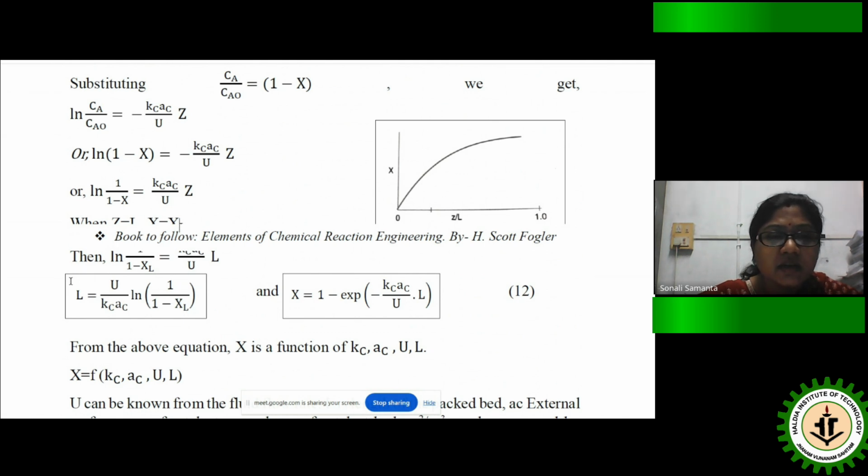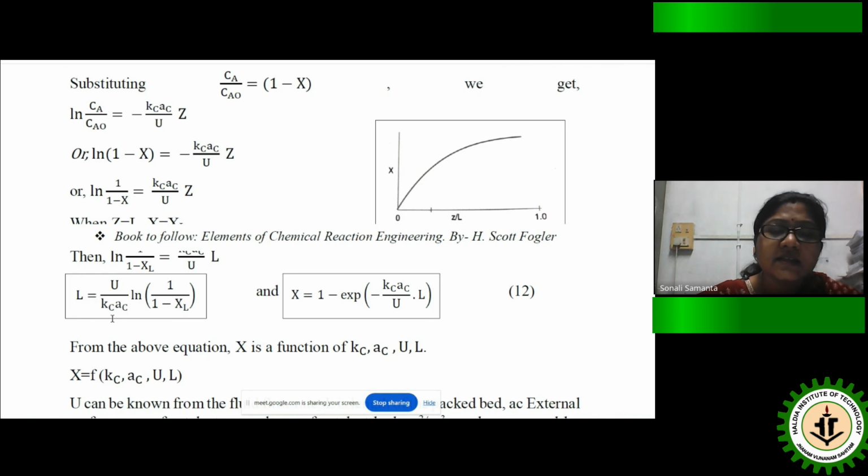So this is one equation. You can see that, suppose your conversion is 70%, 70% conversion you can achieve. So for this 70% conversion, if the other parameters are known to you, you will be able to find out the length of the reactor.